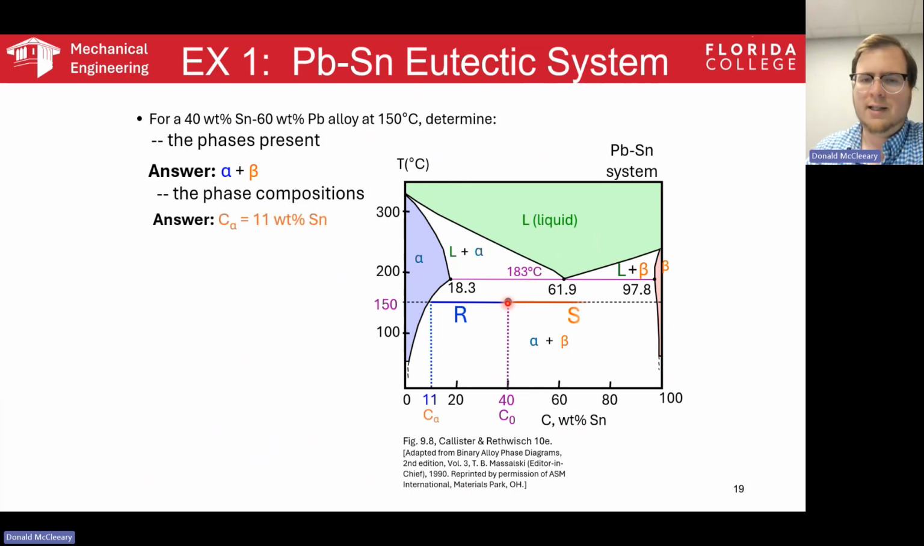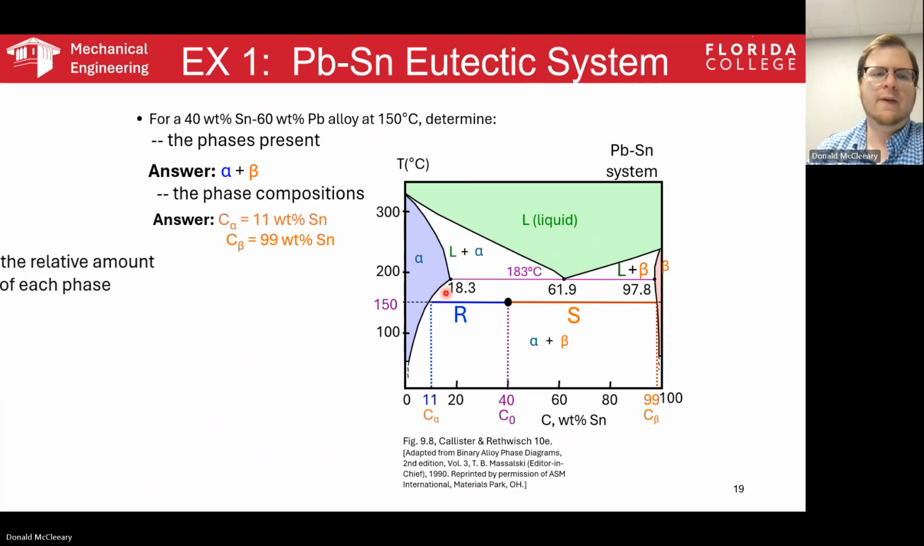What we do is we draw our tie lines, R and S. One tie line goes all the way over to our beta phase. We draw it down, and we get about 99 weight percent of our beta phase. And we draw our line to the left. We get about 11 weight percent of our alpha phase. So it's 11 weight percent selenium, 99 weight percent selenium, right? You always have to think about it in terms of whatever this x-axis is.